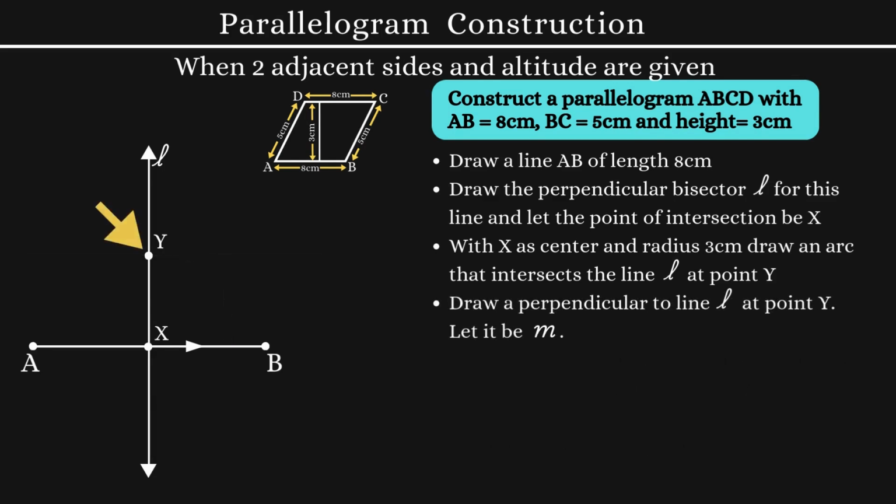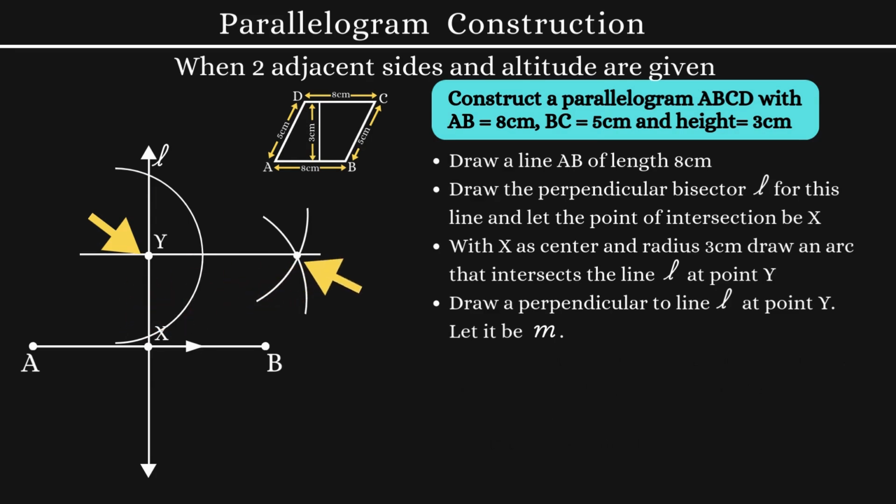With Y as the center and a convenient radius, draw an arc which cuts the line L at 2 points. With these 2 points as the center and a slightly larger radius, let's draw two arcs which intersect each other. Now when you join the point Y to this intersecting point, we have the line M which is perpendicular to the line L.